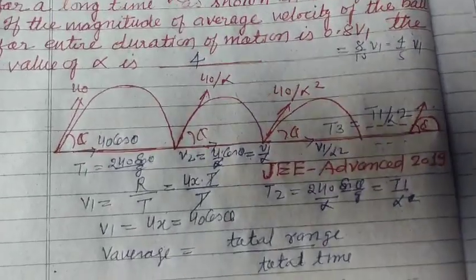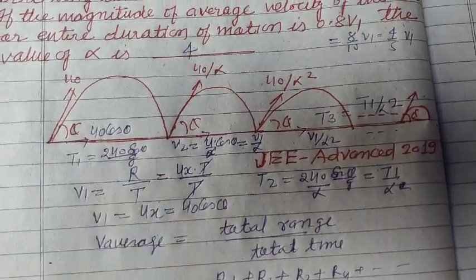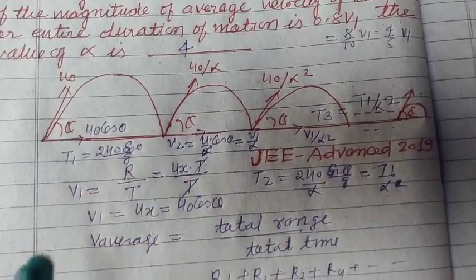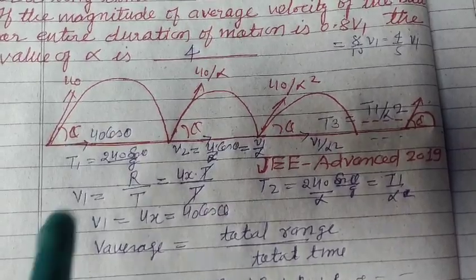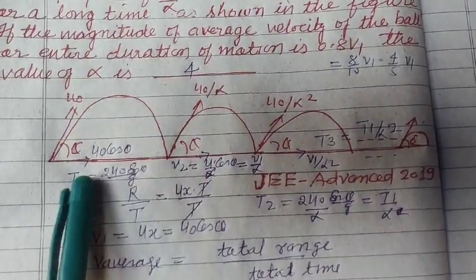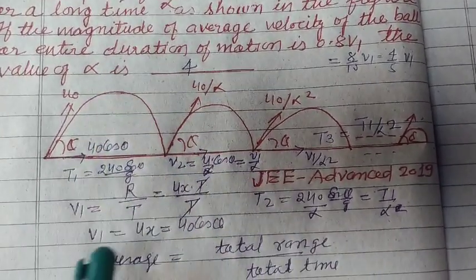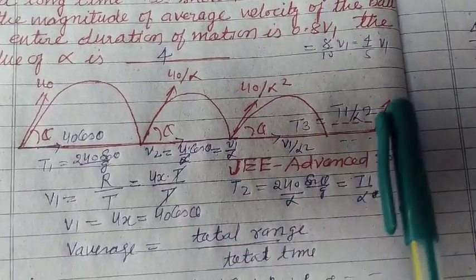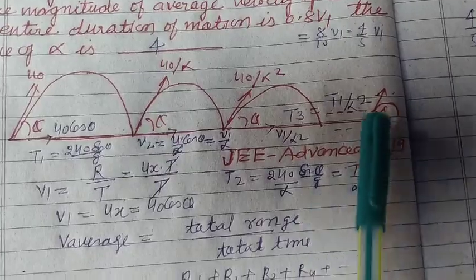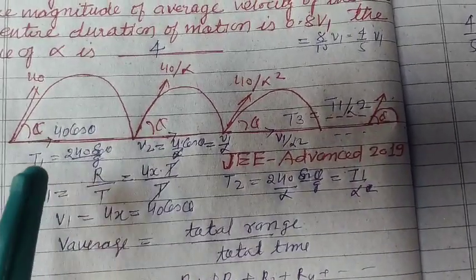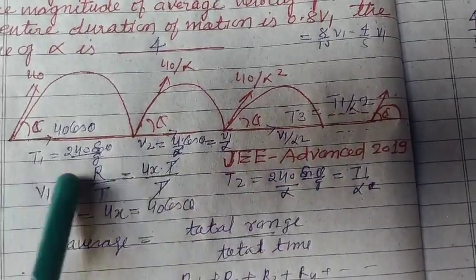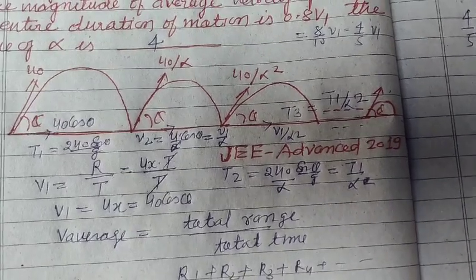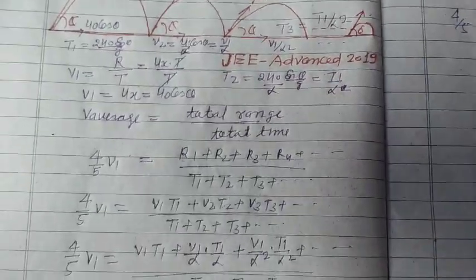Student, first we took t1 and v1 as the initial time and average speed. T2, T3, T4 we took in terms of t1, and v2, v3 in terms of v1. By using this geometric progression, we solved this problem. I hope you got it.